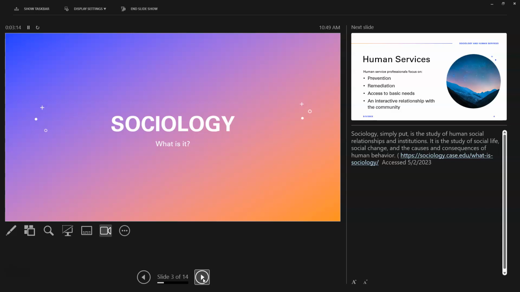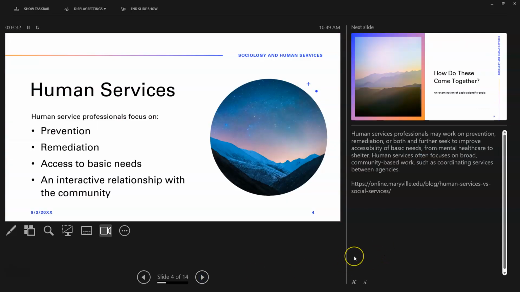So what is sociology? Simply put, it is a study of human social relationships and institutions. It is a study of social life, social change, and the causes and consequences of human behavior. Human services professionals may work on prevention, remediation, or both, and further seek to improve accessibility of basic needs, from mental health care to shelter. Human services often focus on broad community-based work such as coordinating services between agencies.